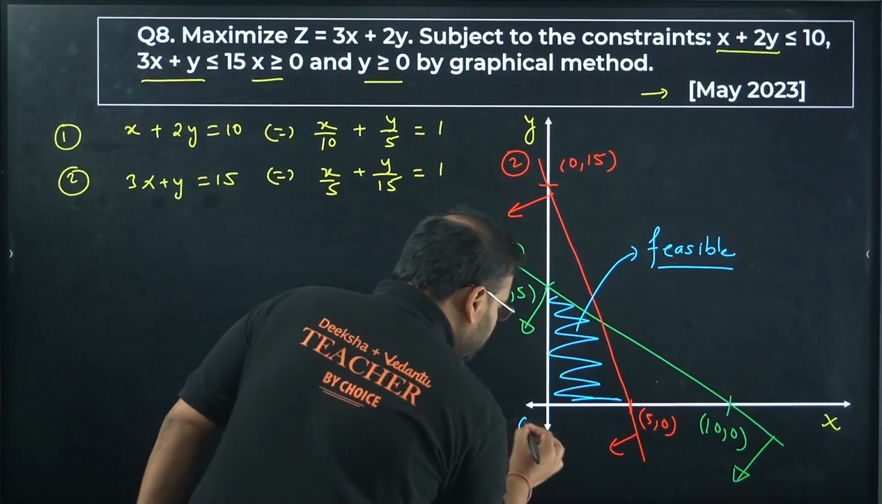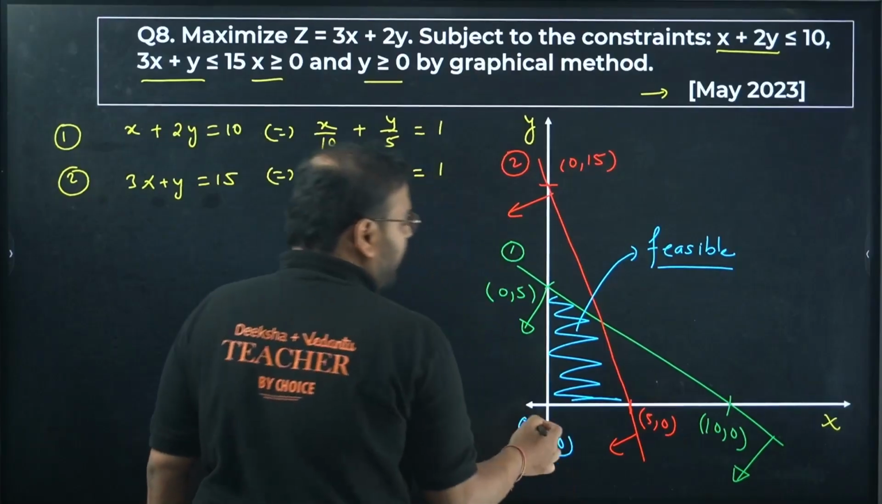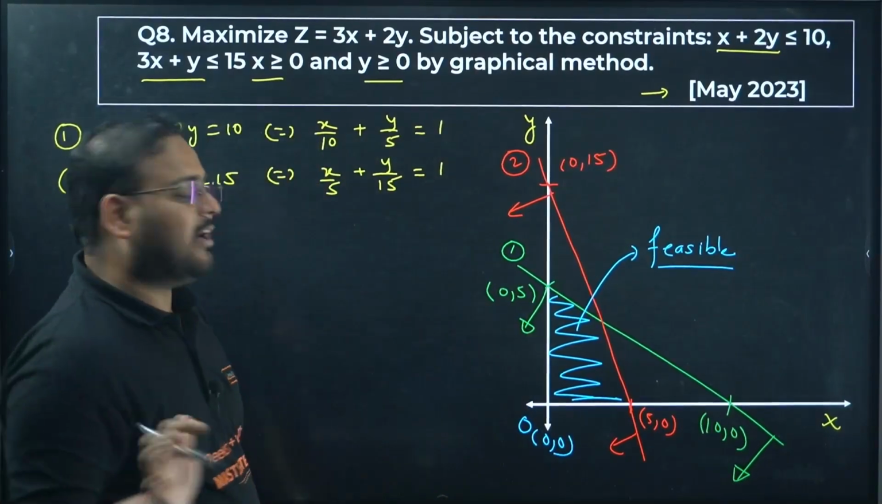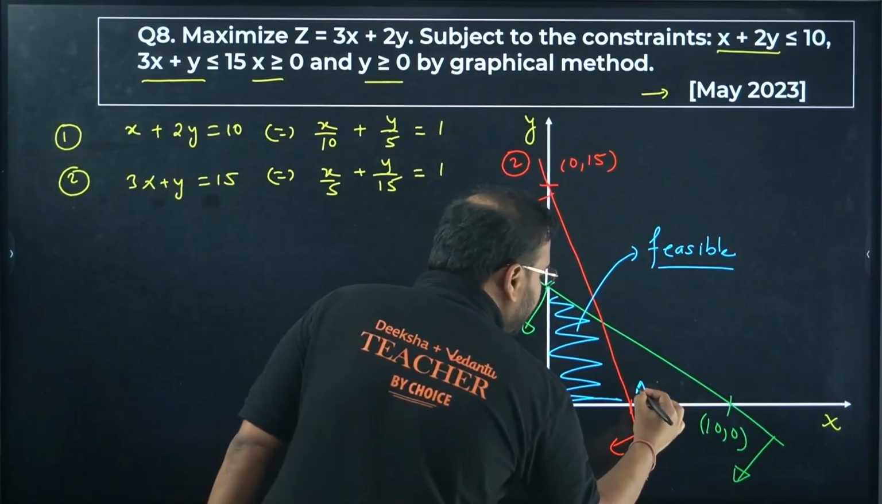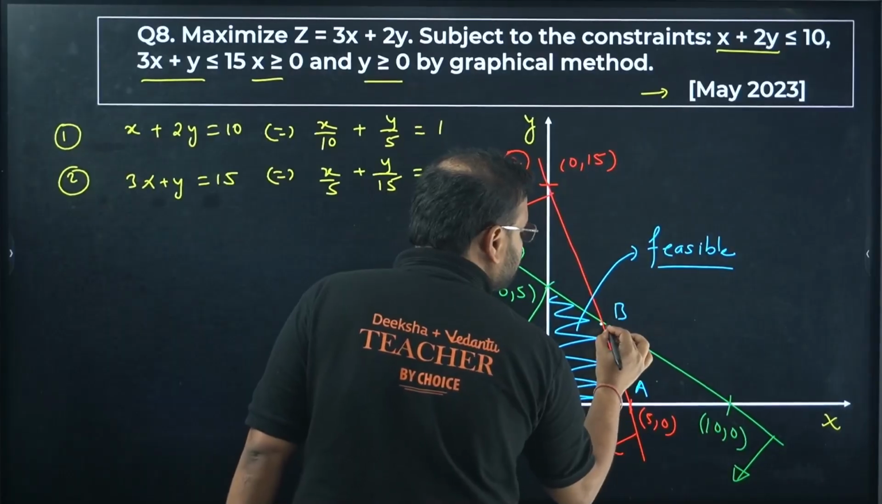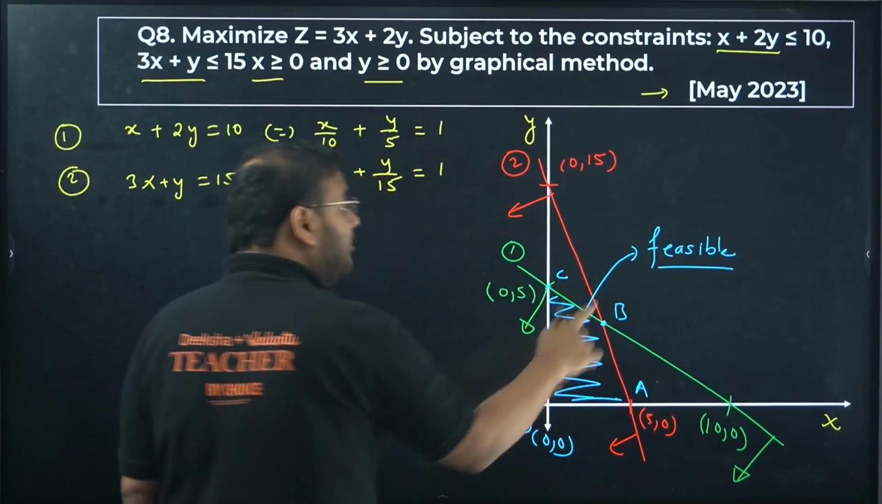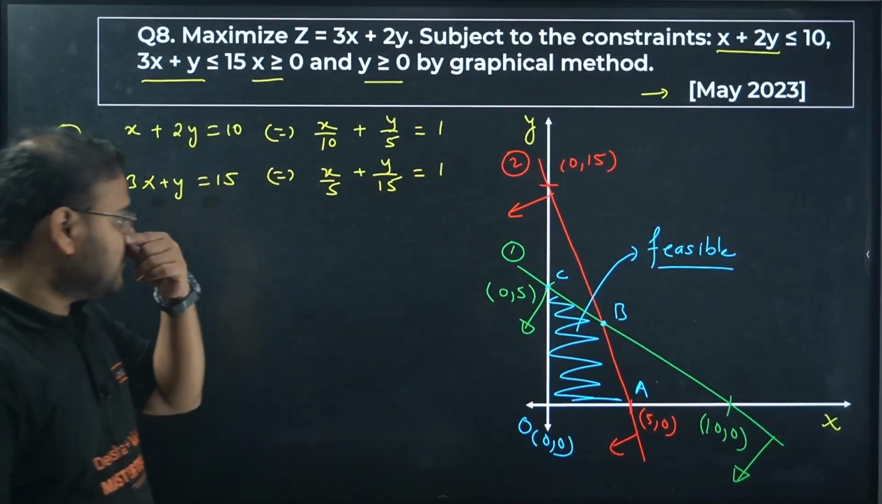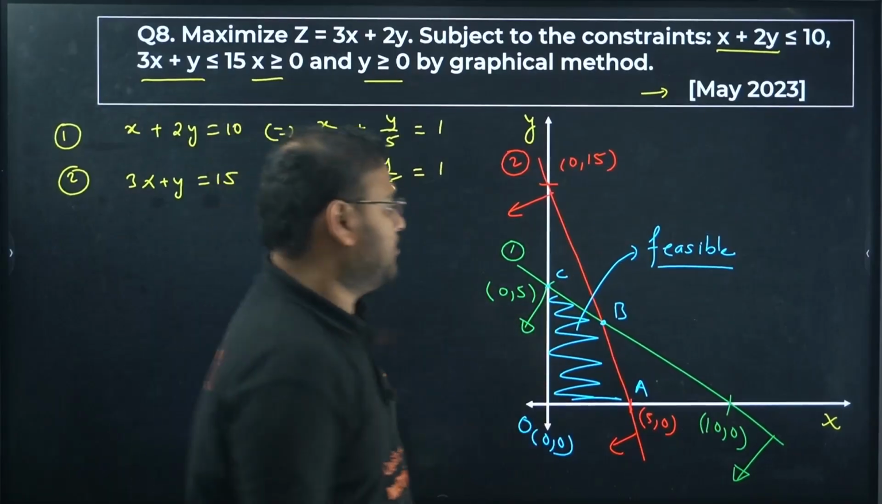This is the origin which has the coordinate 0 comma 0. Okay, so we have 4 coordinate points now. O, let's name this one A, let's name this one B, and let's name this one C. And always mark the feasible region. Do not forget to mark the feasible region, okay?